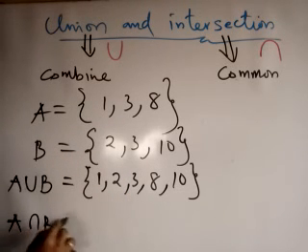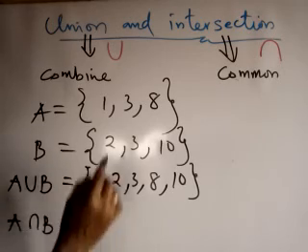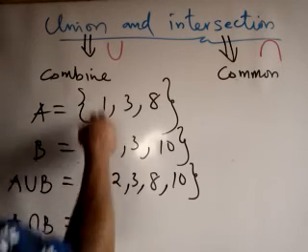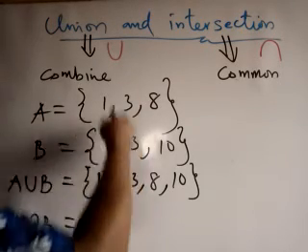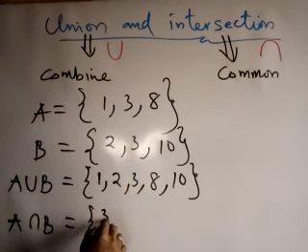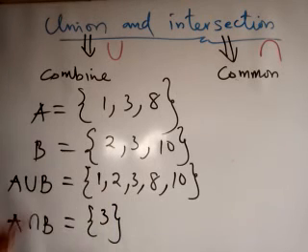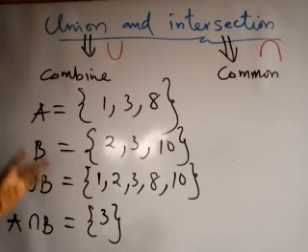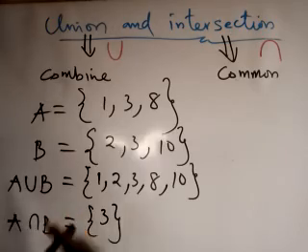Now if I give you A intersection B, all I need is the common element. So if you look at these two sets, this is the only common element there, 3. And if there's nothing common, it becomes an empty set. So union means combine. Intersection means what is common.